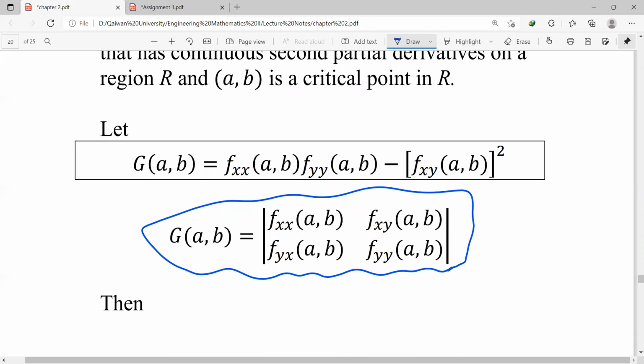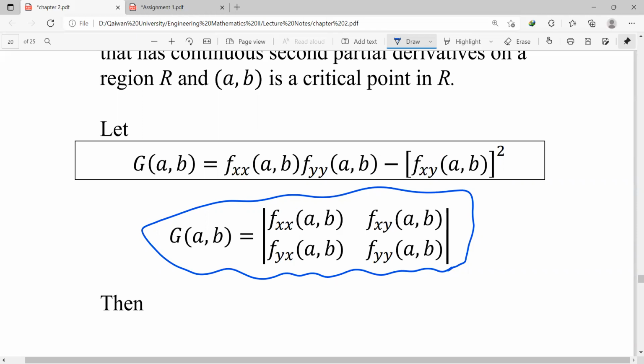How do we find it? We find f sub x and f sub y. We set both equal to 0. Then you find the values of x and y. After finding the values of x and y, those values become the critical points.